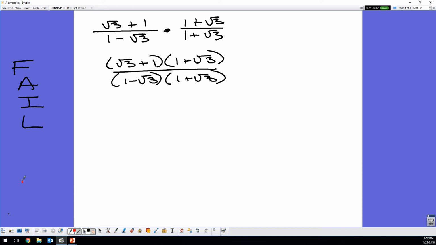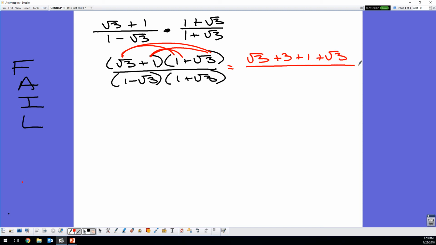Now, let's go through and do the distribution here. So first is here. That gives me rad 3. All the way across is rad 9. But what is rad 9? Just 3. So it's positive or negative? Positive 3. So inner, 1. And last, plus rad 3, right?